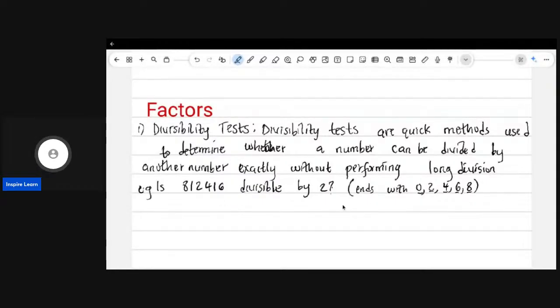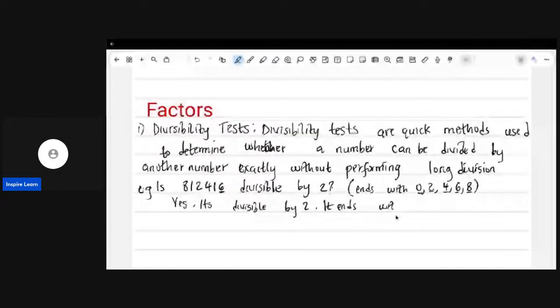So the answer will be as simple as yes, it's divisible by 2. What is the reason? The reason is it ends with 6, or else it is even. That is just what you're supposed to answer for that question.